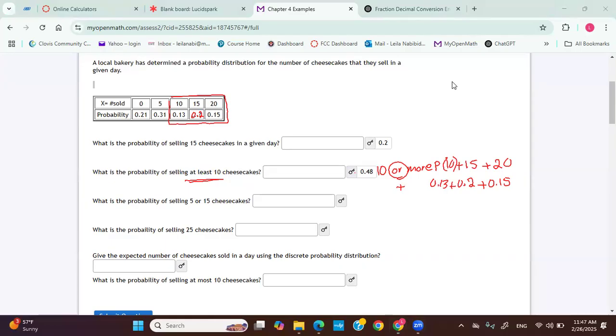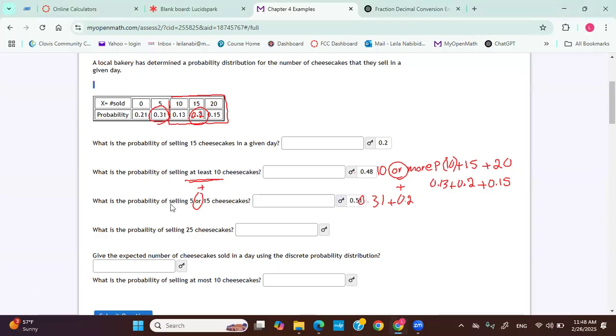The next part is asking, what's the probability of selling 5 or 15? The probability of selling 5 is 0.31. The probability of selling 15 is 0.20. And whenever you have "or", you need to add these answers. You need to add 0.31 and 0.20. The answer is 0.51.